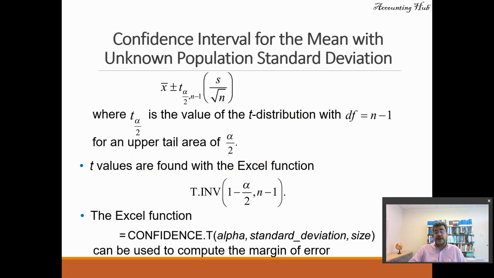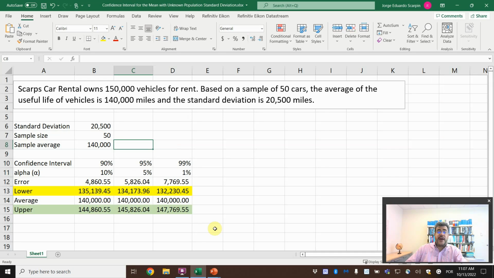However, there is a much easier way to find the confidence interval, because the upper and lower levels are the mean plus the error, and the mean minus the error. So we need to find the margin of error. And there is a much easier way with this formula: CONFIDENCE.T, with alpha, standard deviation and the size of the sample. If we know the standard deviation of the population, the formula is CONFIDENCE.NORM. But okay, let's go to our Excel file.